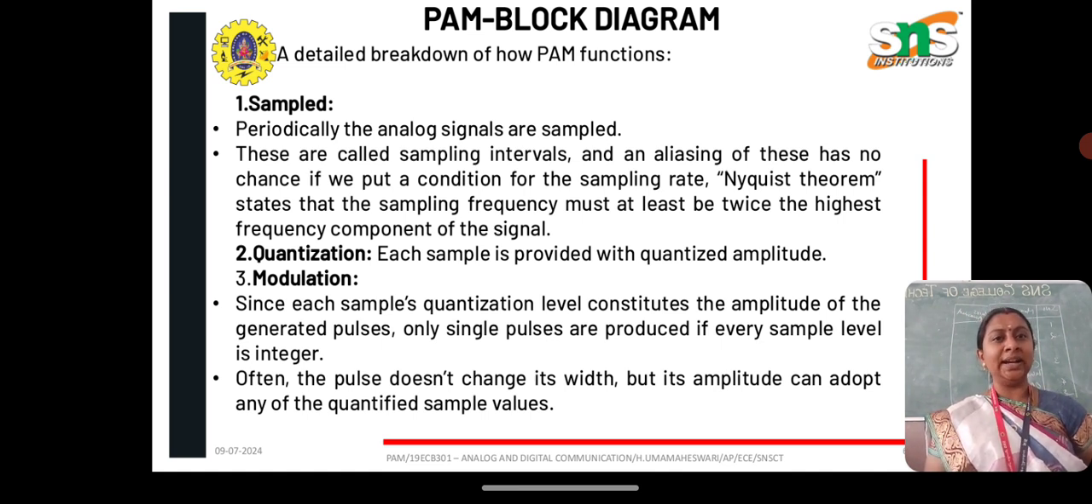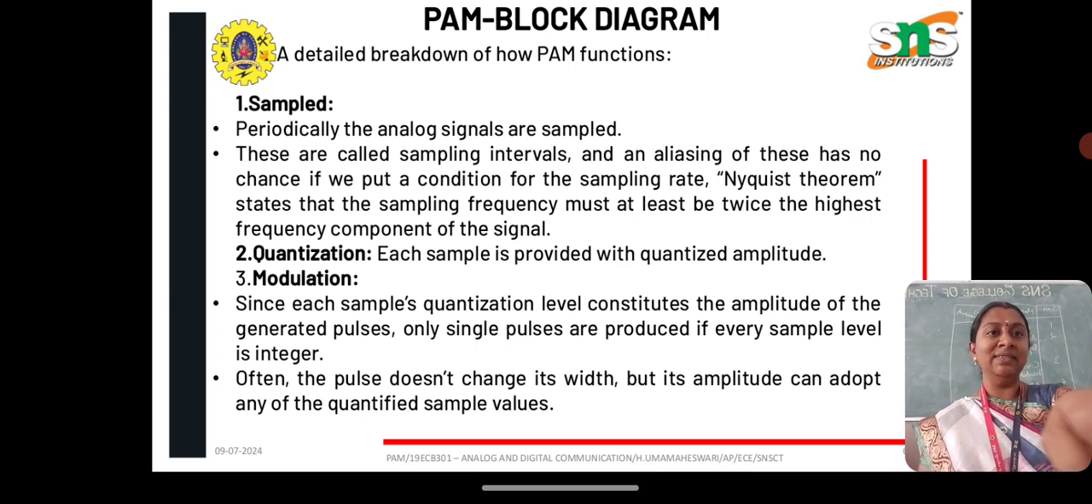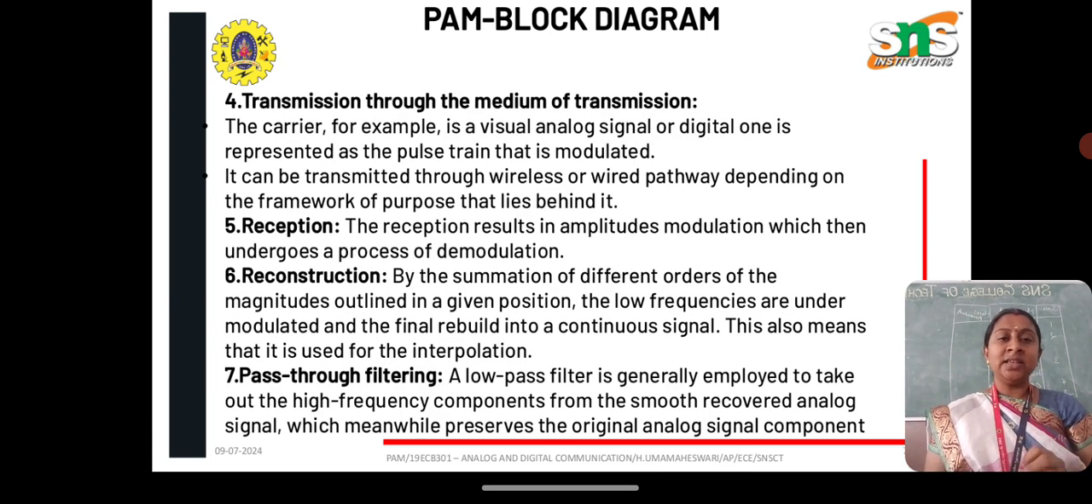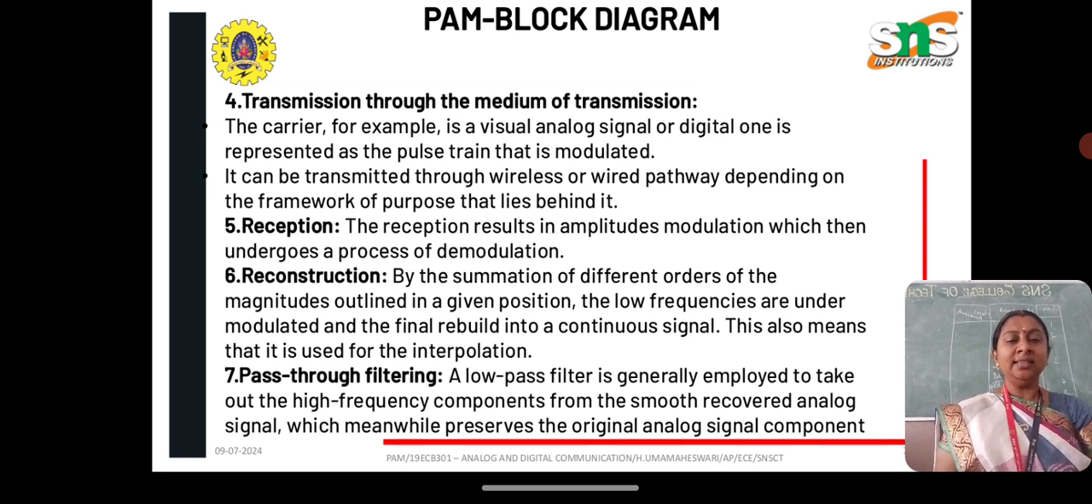The next one is quantization. Each sample is provided with a quantized amplitude. The third one is modulation. Here the amplitude of the generated pulses constitutes the sample quantization level, where only single pulses are produced if every sample level is an integer. Then the pulse does not change its width but its amplitude can adapt any of the quantified sample values. Then the next steps are transmission through the medium of transmission, reception and reconstruction.